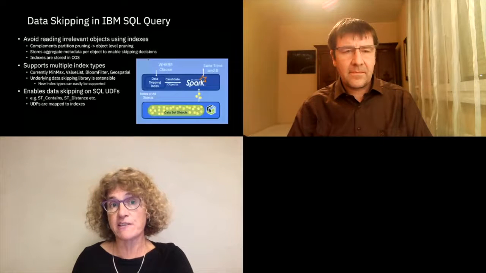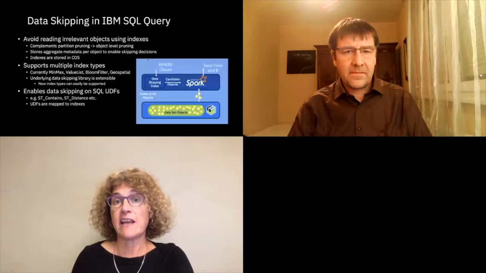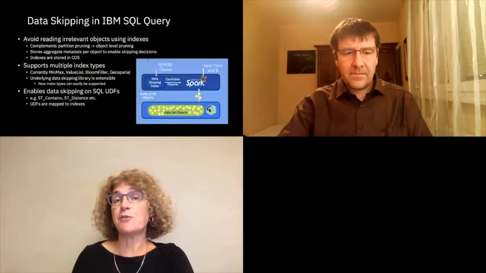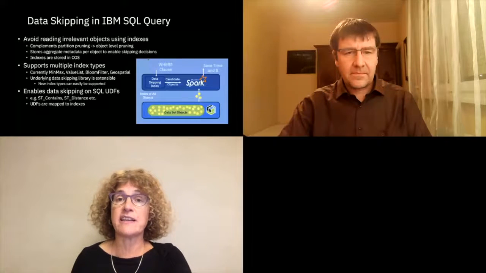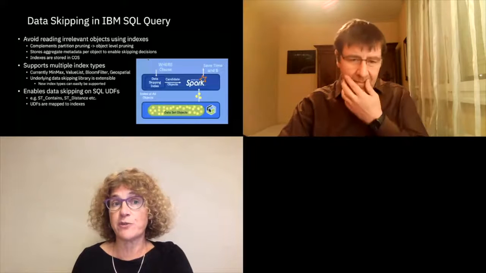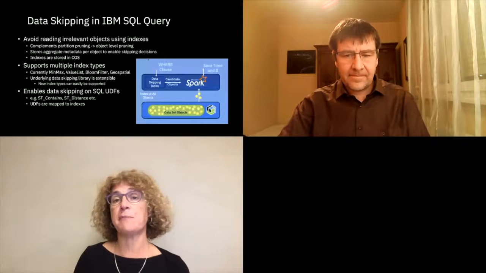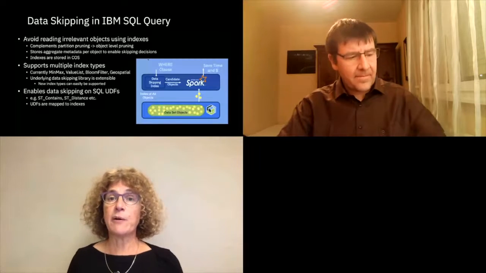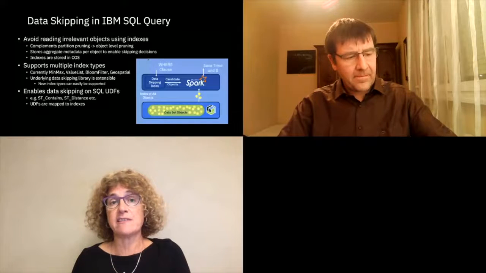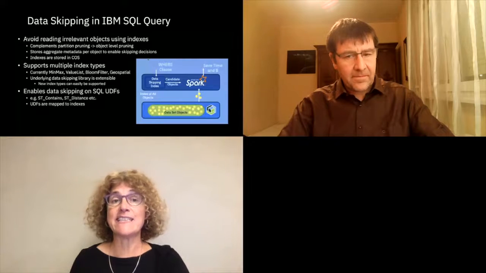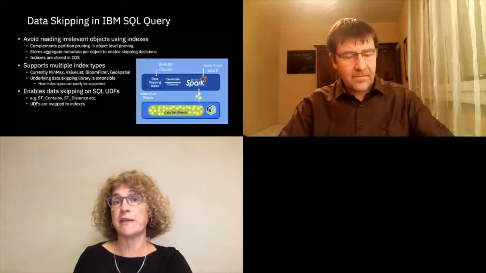So SQL Query has a very general data skipping capability, which avoids reading irrelevant objects based on data skipping indexes. And these contain aggregate metadata for each object. The indexes are created by users and they're stored alongside the data in IBM's cloud object storage. So we support multiple index types, including the standard min-max data skipping indexes, but also introducing others such as value list, Bloom filter, and geospatial index types. And our capability is extensible, so it's easy for us to add new index types.